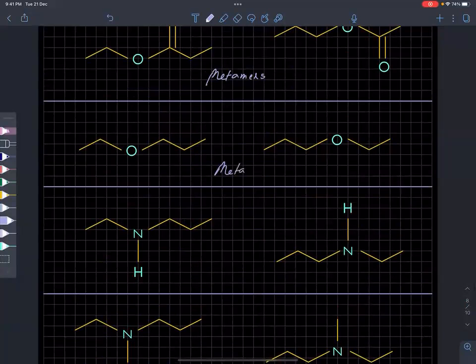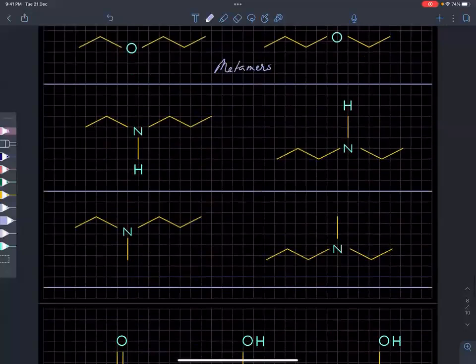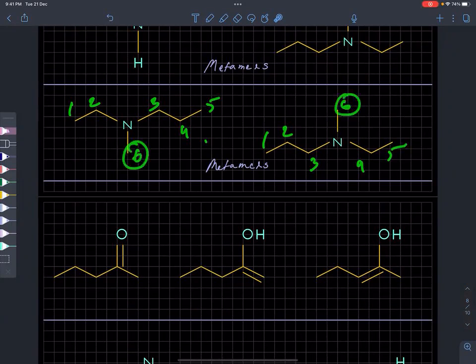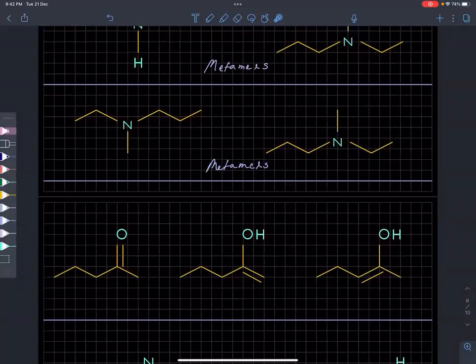These two are also metamers, secondary amines. These are just like ethers only, but instead of oxygen, you have nitrogen. Clear? Yes, sir. These two are also metamers. Yes, sir, this is a tertiary amine. Both are tertiary amines, and the tertiary amine is sitting between the chain and cutting the chain into two parts. If you count the number of carbons, 1, 2, 3, 4, 5, 1, 2, 3, 4, 5, and a 6th carbon here, 6th carbon here. So anyway, equal number of carbons. That's why they are isomers. If you classify which kind of structural isomerism it is, it will be a metamer.